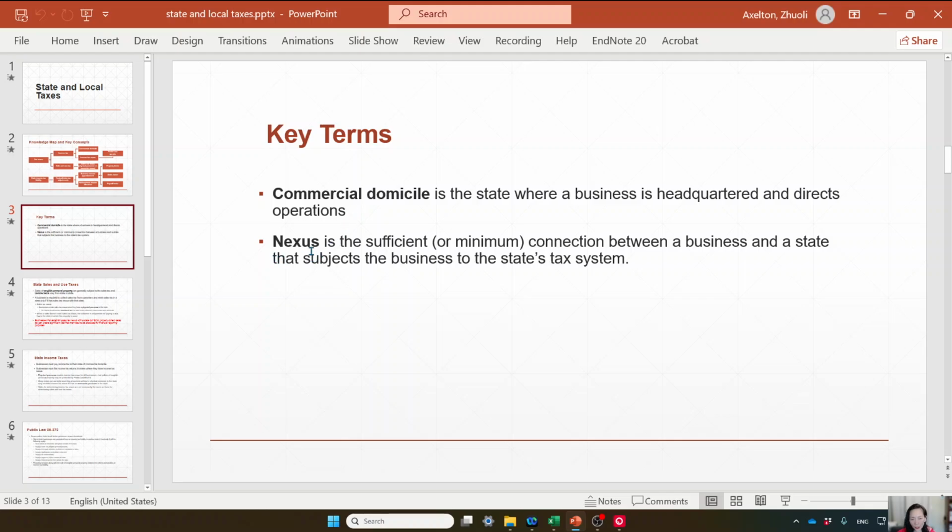The nexus is something beyond the commercial domicile. The nexus is a sufficient or minimum connection between a business and a state that subjects the business to the state's tax system. In other words, nexus is another way to establish the tax jurisdiction in a particular state for a business.